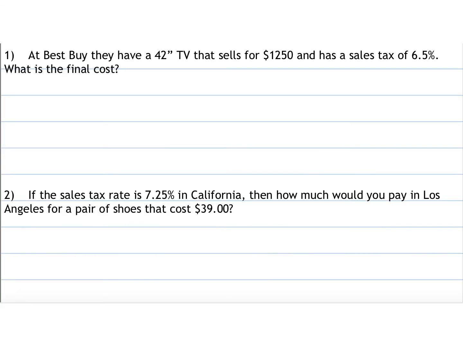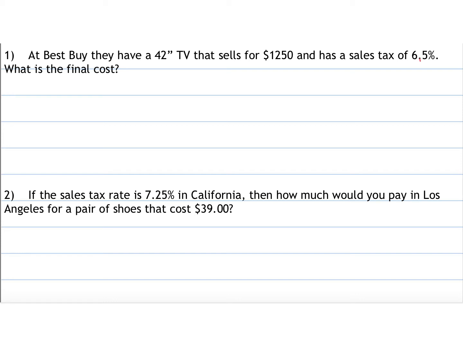Okay, 2 more. Again, these would be ones to pause, try on your own, and then watch through. Make sure you have the problem written down so that you know what the numbers are. So at Best Buy, they have a 42-inch TV that sells for $1,250 and has a sales tax of 6.5%. What is the final cost? So after the sales tax is added.